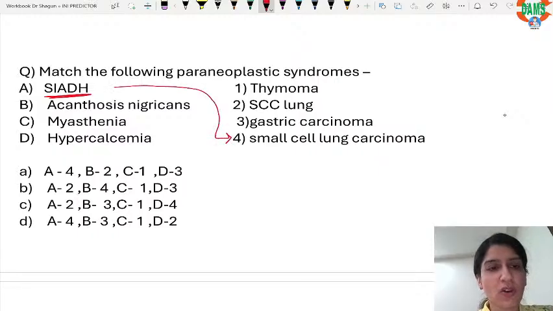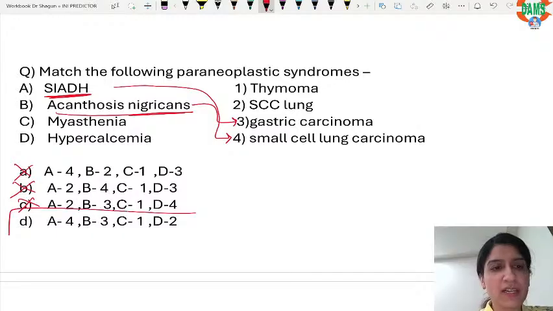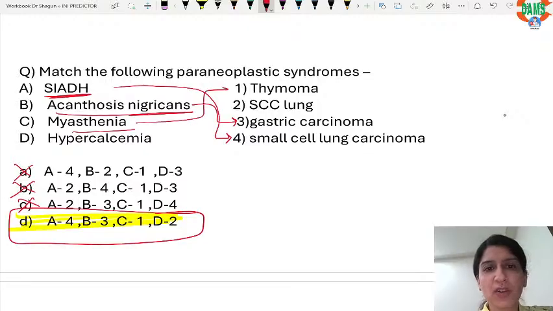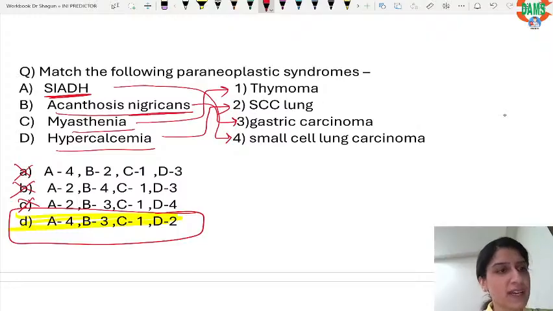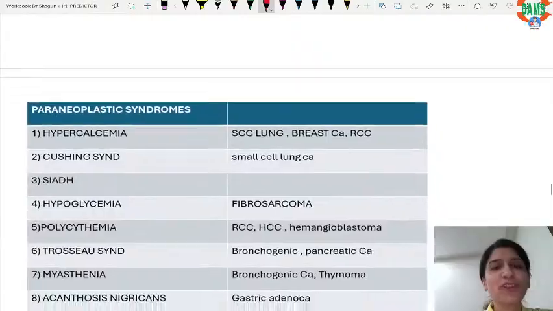So A is your 4. So this option is gone, this is gone. Acanthosis nigricans, B is your 3, gastric carcinoma. So this is gone. Correct answer is option D, but still let me complete. Myasthenia is going to be your thymoma and hypercalcemia is your SCC lung. Yes, correct answer is option D here. But again, I am not going to leave you here.